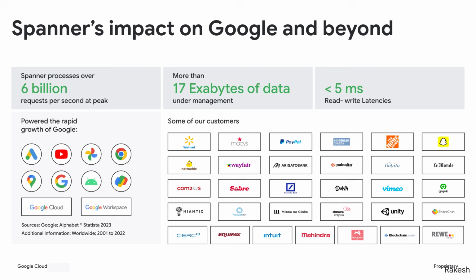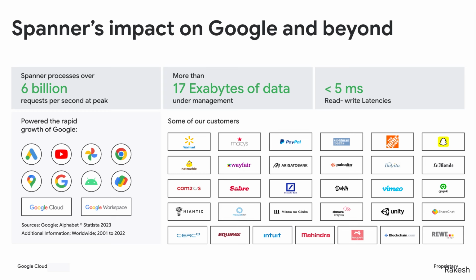Spanner has powered the rapid growth of Google. The same technology runs Google Cloud, Google Workspace, and critical engines behind Search, YouTube, and Android. And it's not just Google's sandbox. Look at the customer logos below. We have massive retailers like Walmart and Macy's, financial titans like PayPal and Goldman Sachs, and security innovators like Palo Alto Networks. I guess the common thread here is that all these companies need massive scale, global reach, and absolute data consistency. And they found that solution in Spanner.